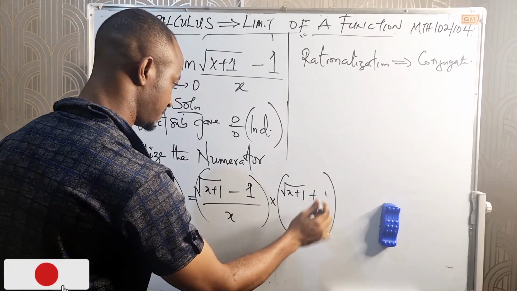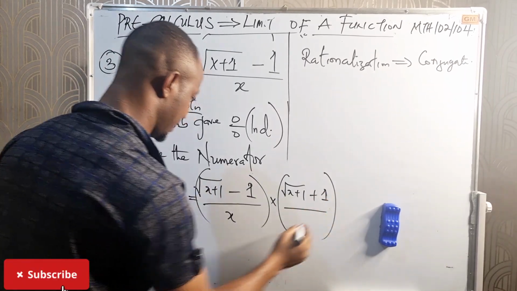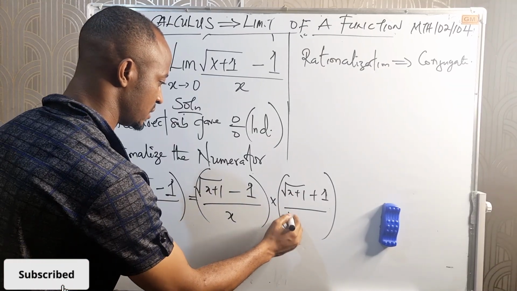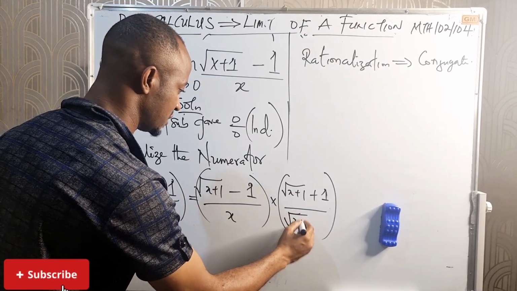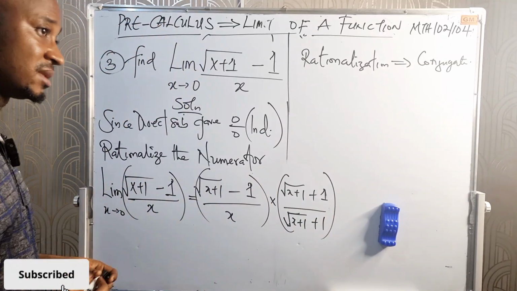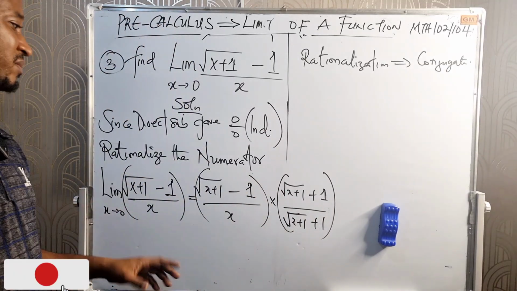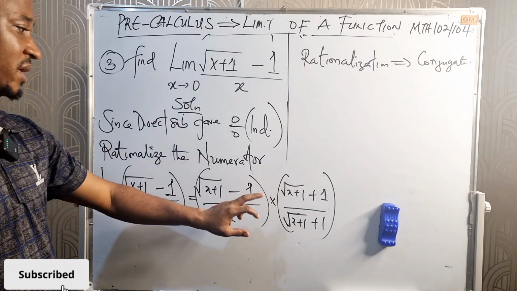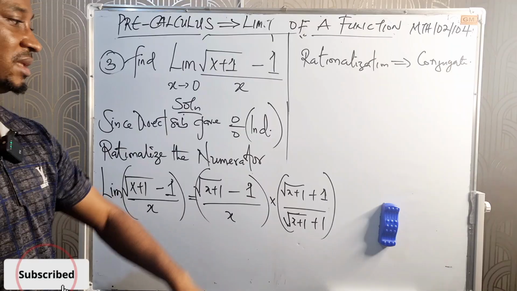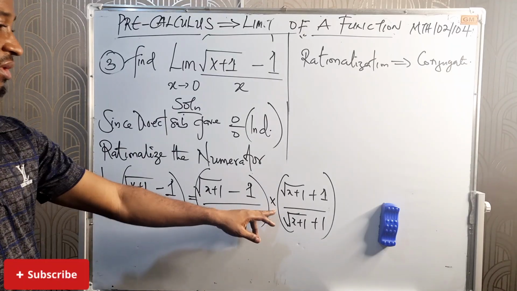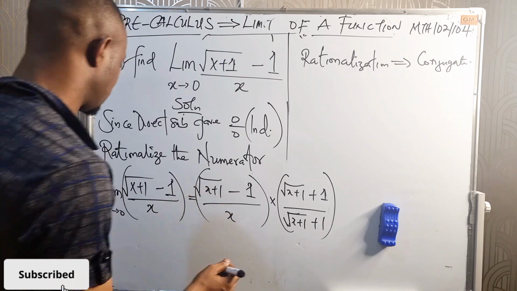Don't forget, divided by, the conjugate is still root x plus 1 plus 1. What we just did there is that we are rationalizing, meaning we multiply the conjugate with the numerator and the denominator, which is what I just did here by putting my product sign here. Okay, so let's finish up.